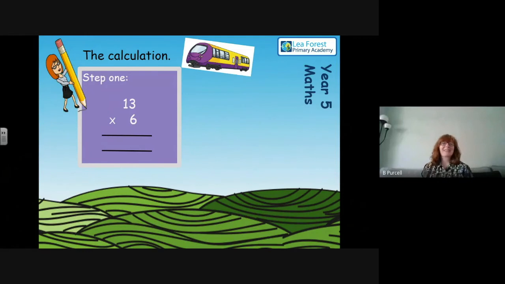Can you calculate 13 times 6? 13 multiplied by 6. So 6 seats, 13 times. And if you were really, really quick at seeing the screen, you'll have the answer in no time at all.